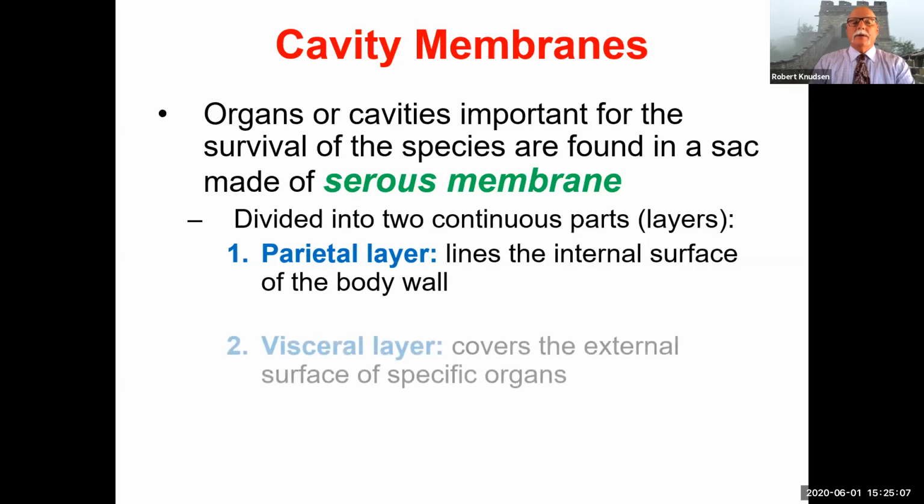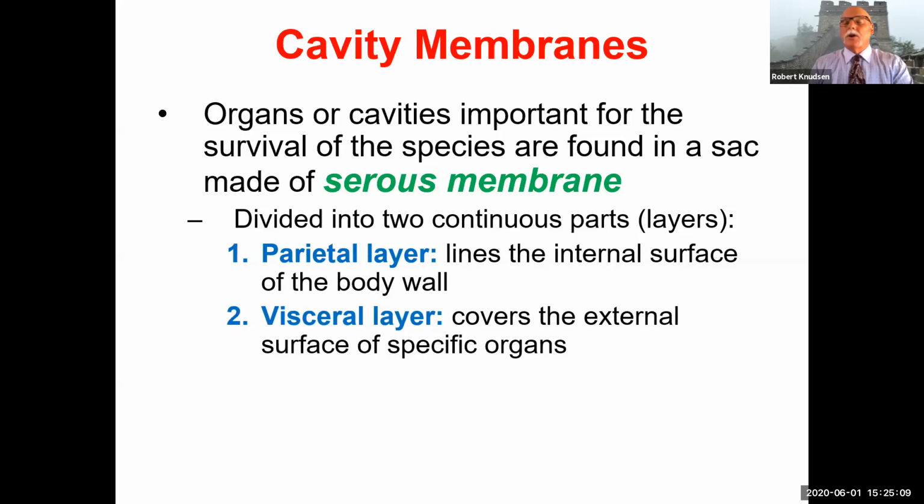The inside layer is called the visceral layer, regardless of what it's around. Okay, so we use the example of the heart. Pericardial sac has an outside layer called the parietal layer and an inside layer called the visceral layer. You see.